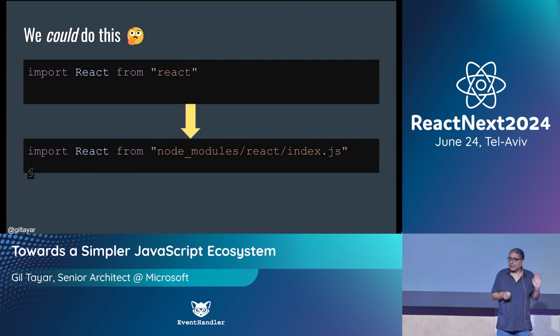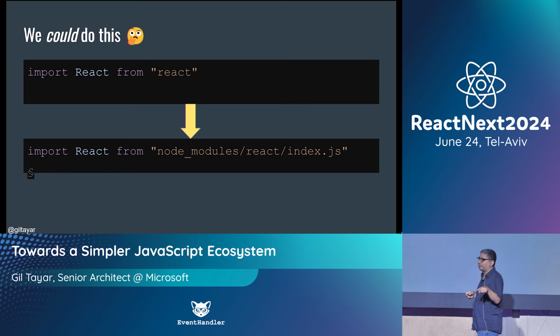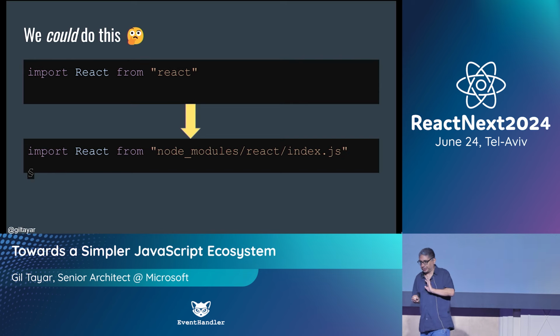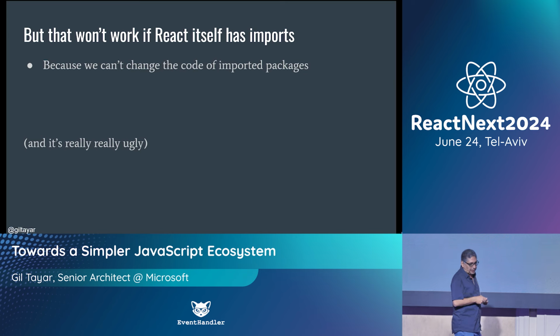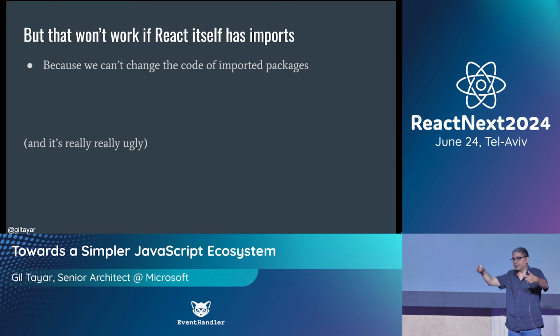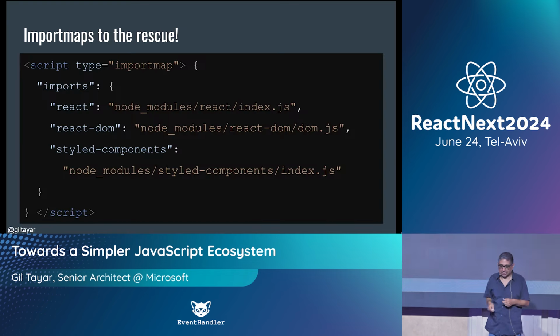So we could do this, and it'll work. Import React from node_modules/react/index.js. It works, but not really nice. But it really won't work if React has imports that are bare specifiers, etc., etc., etc. So it works only for one level, but if it has more levels, it doesn't work.